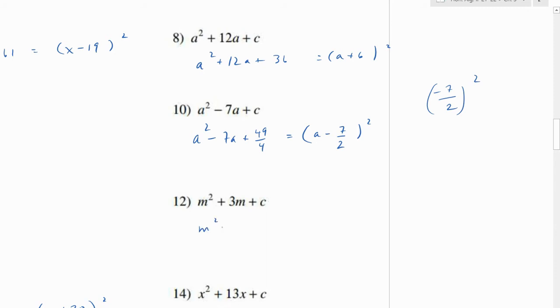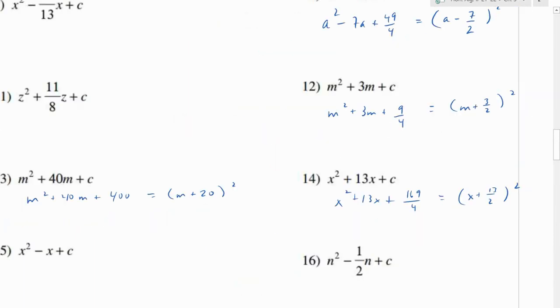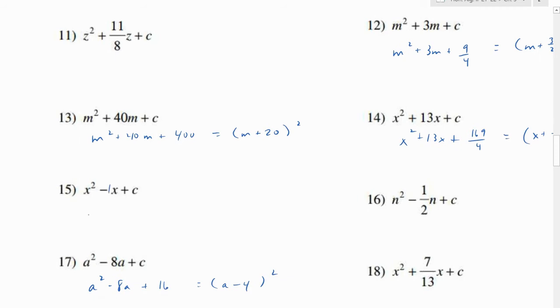So this one, m squared plus 3m plus what makes a perfect square? Half of 3 is 3/2. Square it, 9/4. This one, x squared plus 13x plus what makes a perfect square? Half of 13, square it: 169/4. See, x plus 13/2, all squared. Here's another odd. That's a negative 1. x squared plus x plus what makes this a perfect square? Half of 1 squared. That's a 1/4. So x minus a half, all squared.